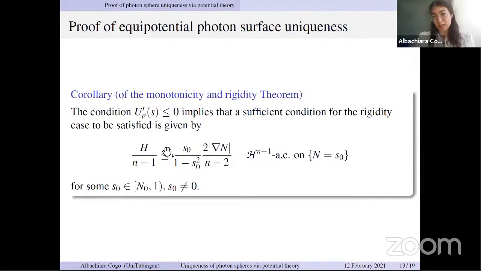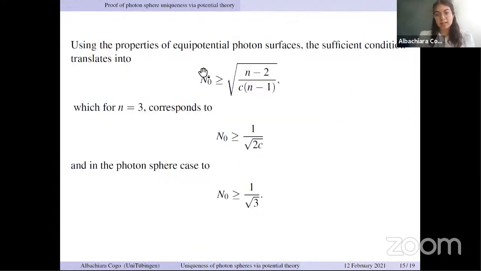sufficient condition to be in the rigidity case, and it gives just this inequality, this lower bound for n0. In dimension 3, it corresponds to this right-hand side, 1/√(2c), and of course for photon spheres it's just 1/√3, which is in fact the value of the lapse function on the Schwarzschild photon sphere that we have seen before.